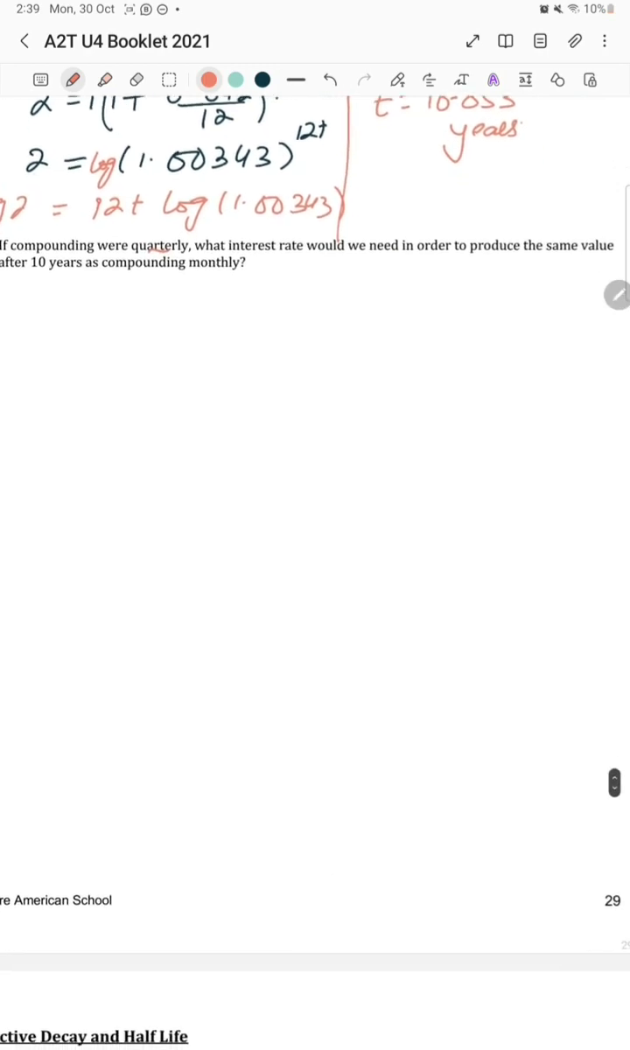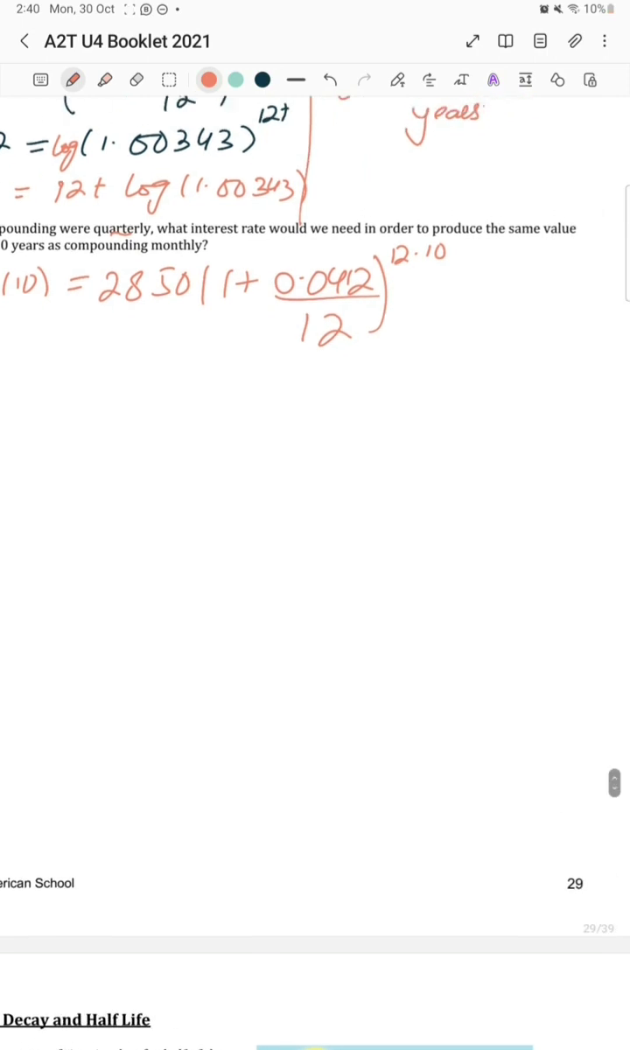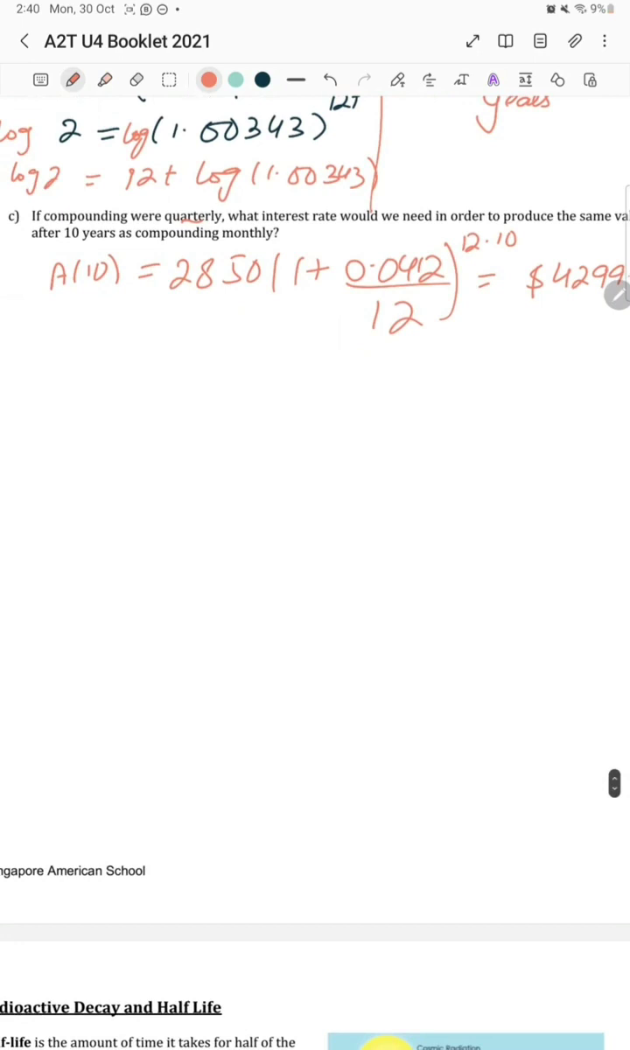If compounding were quarterly, now it's going to go quarterly. What interest rate would you need in order to produce the same value after 10 years as compounded monthly? So A of 10 is equal to 2850 times 1 plus 0.0412 divided by 12, to the power 12 into 10. And we get the result $4299.99.